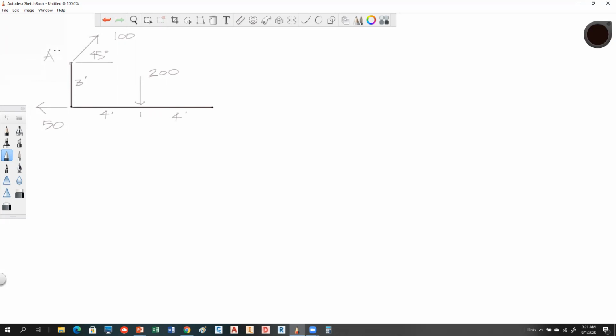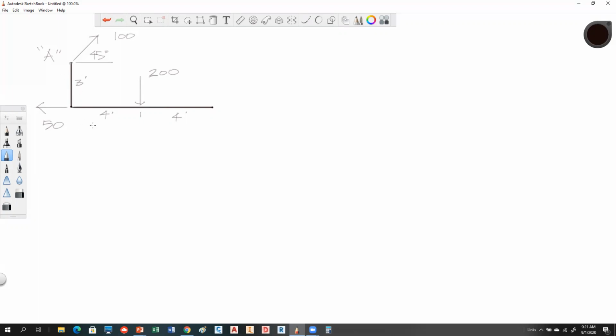Now, a lot of times in these problems, they're going to tell you where to take moments, and sometimes you won't be told that. So if you have a choice, you can take a moment where it's convenient for you. But for this case, we're going to reference it to point A. Okay, does everybody understand what we got?